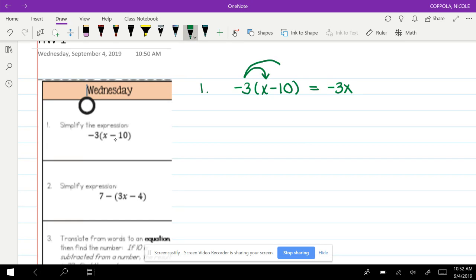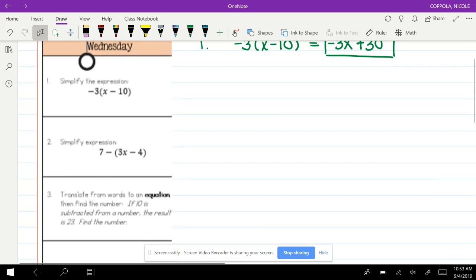Then I'm going to distribute the -3 into the -10. -3 times -10. A negative times a negative is a positive, and 10 times 3 is 30. All right. And so that is the simplified expression. Box it in. For the next question, skip a few lines and give it a try.